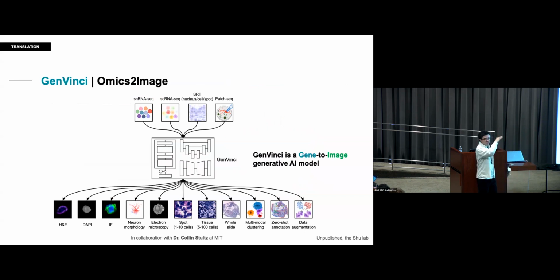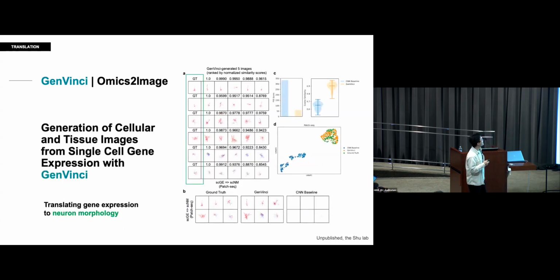The input here is your single-cell gene expression, spatial transcriptomics data, and we developed this diffusion model, a gene-to-image translation model, that can generate different kinds of cellular or tissue pictures, including HE staining, DAPI, immunofluorescence, neuromorphology, which I think might be of interest to many people here, and even electron microscopy images at single-cell resolution and also at multi-cell, tissue, or whole-slide level. But let me just go through 2 examples.